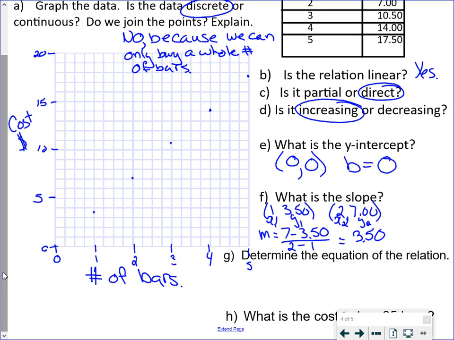So moving on to the next part, says determine the equation of the relation. So our equation is of the form y equals mx plus b. We know what the y-intercept is. The y-intercept is 0. We know that the slope is $3.50. So we can sub those two values into our equation. So we will get y equals our slope of m is 3.50 times x plus our y-intercept, which is 0, so we don't need to show a plus 0.